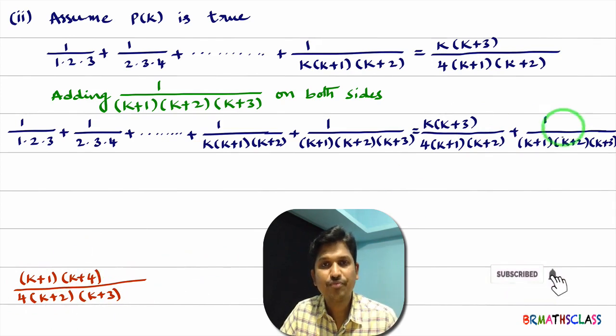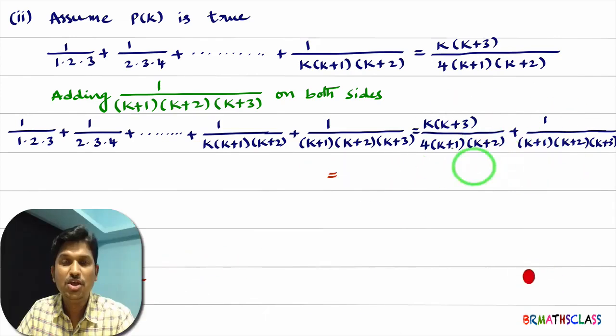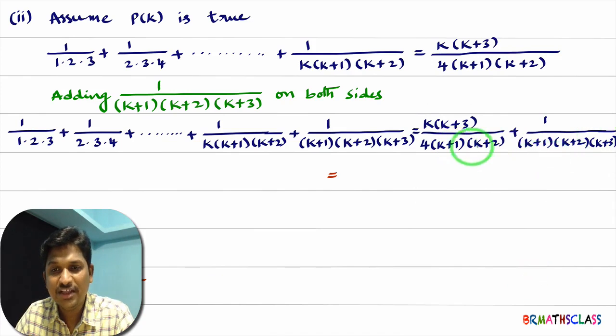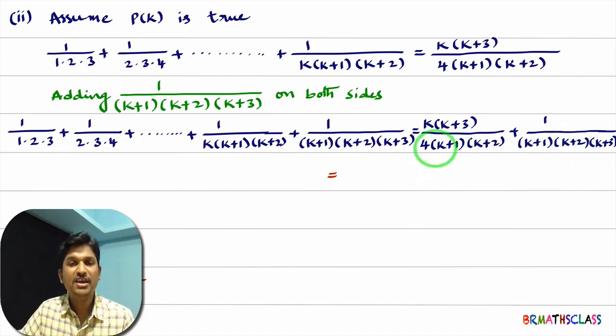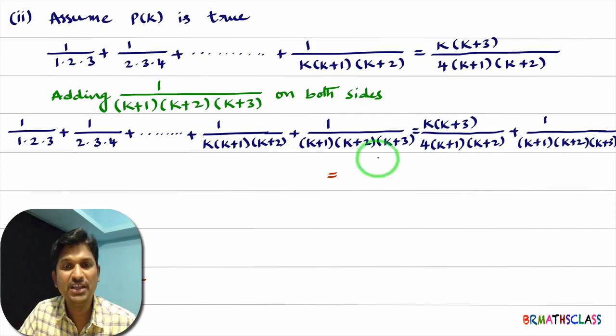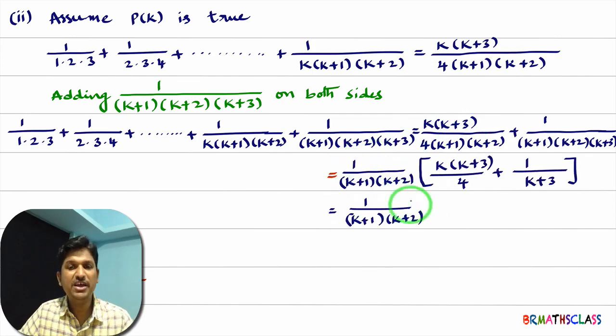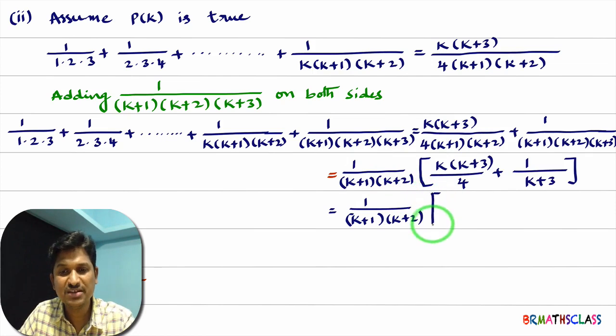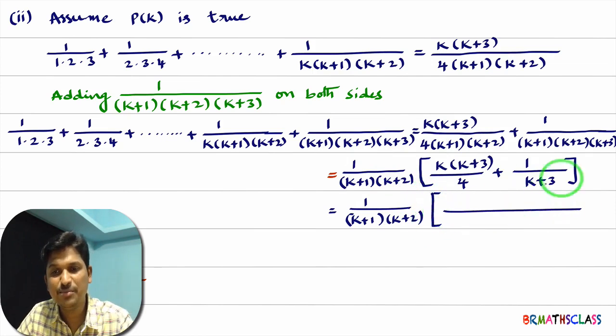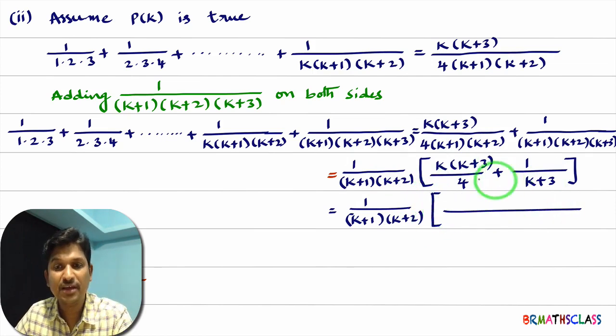Now, you start simplifying this. You observe this right hand side part. In the denominator, k plus 1, k plus 2 is there. Here also, in the denominator, k plus 1, k plus 2 is there. So you take k plus 1, k plus 2 common in the denominator. Then you will get like this, that equal to 1 divided by k plus 1 into k plus 2. You just start simplifying this.